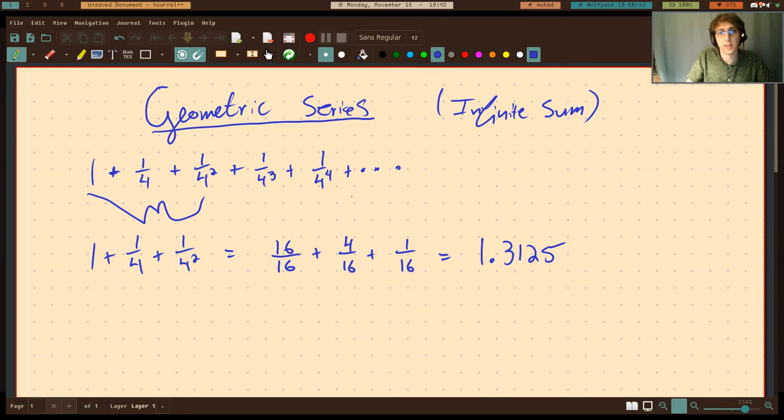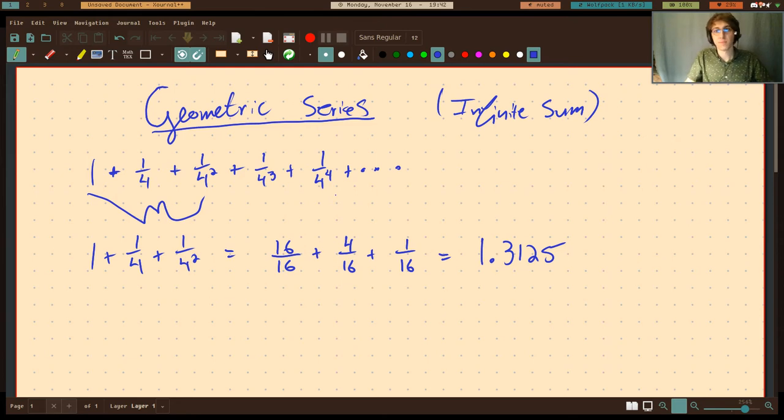And you can add as many terms as you want. And I guarantee you can add as many terms as you want, but you'll never get to 4/3. You'll never equal 4/3, and you'll never get greater than 4/3. You can add as many terms as you want, and in fact you can get as close as you want to 4/3. You can get arbitrarily close to 4/3, but you'll never get to 4/3.